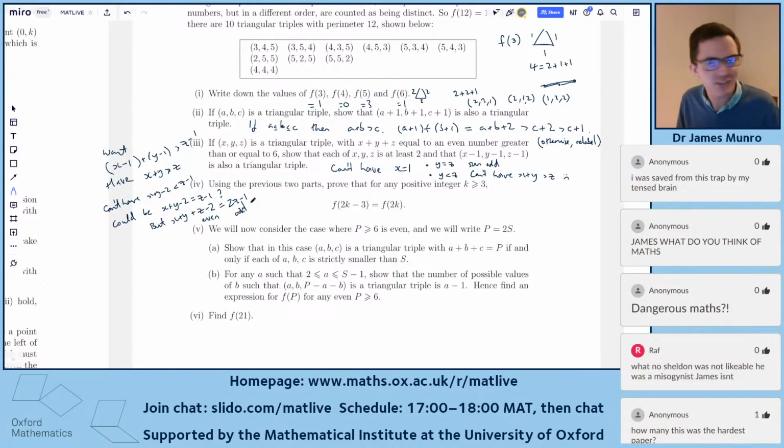What do I think of maths? Maths is great. Love maths. Not sure I love this right now. I thought this would be more fun. Saved from this trap by my tense brain.